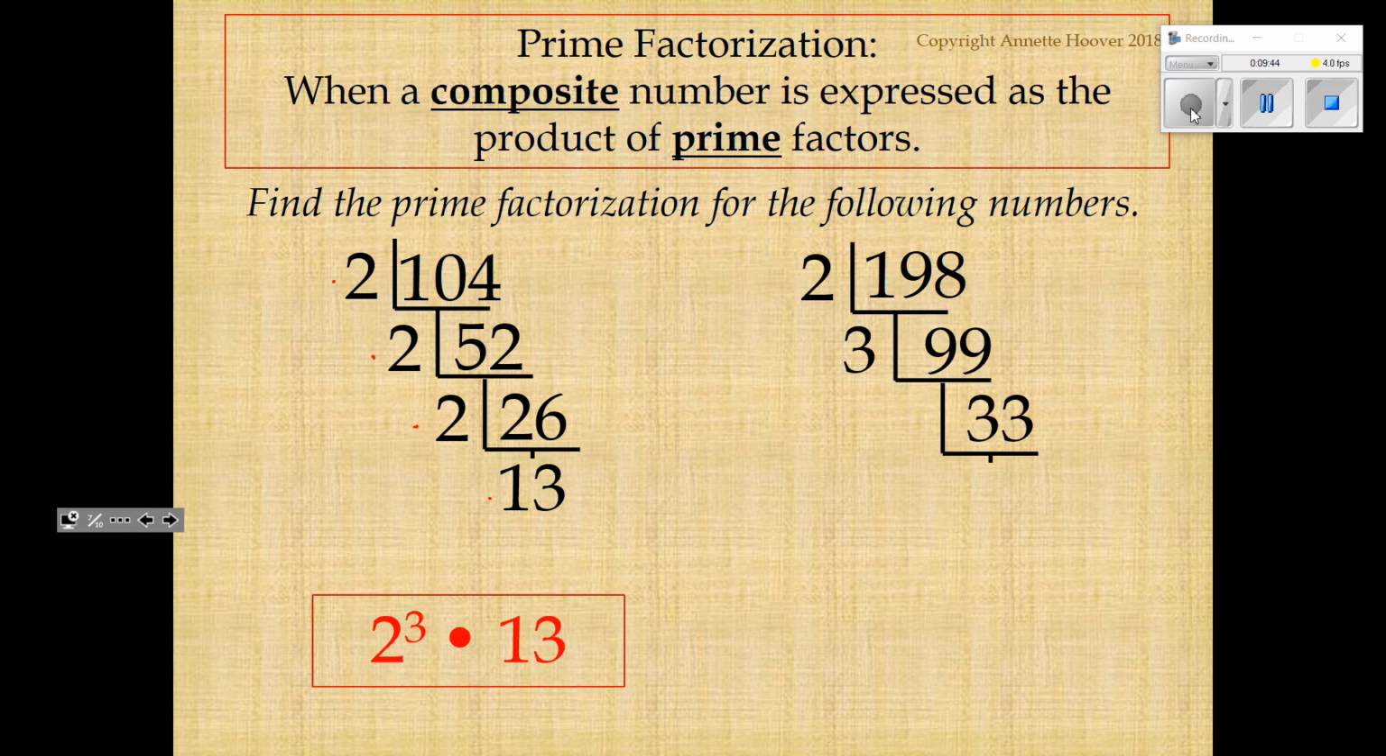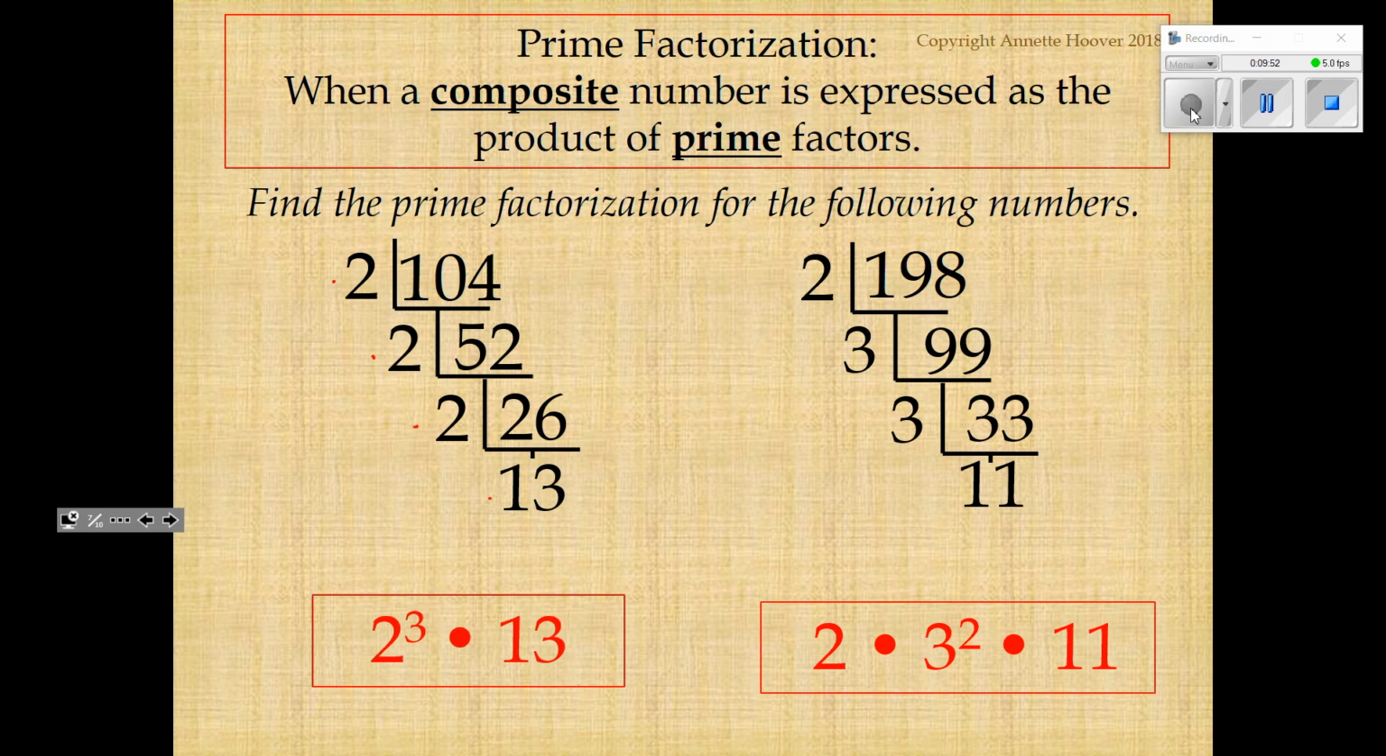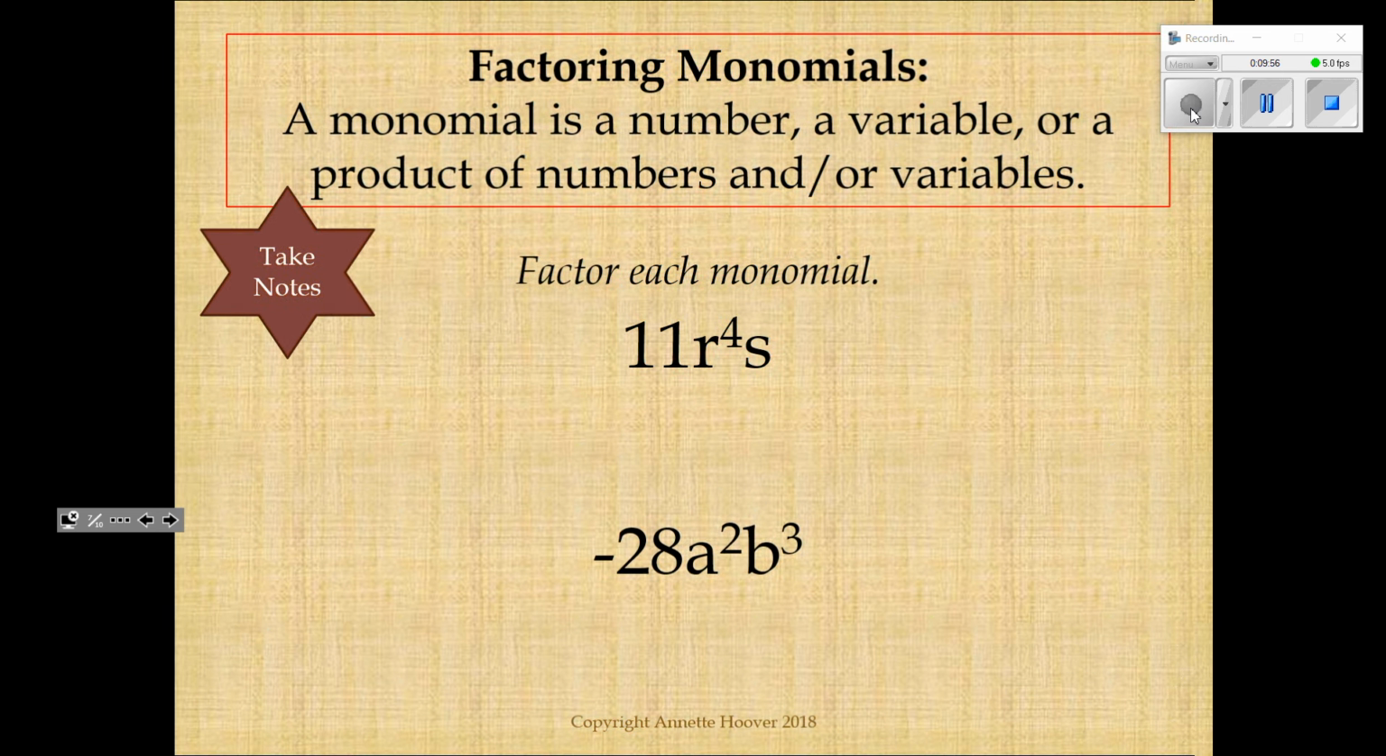33 is not even, so we go to 3. It's divisible by 3. That would be 11. 11 is a prime number, so we are done. So in exponential form, that would be 2 times 3 squared times 11.